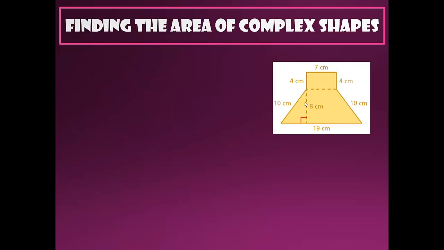And for our third shape, again, we'll break this down into smaller shapes. So we have a rectangle, and then we also have a trapezoid. So first we'll do the rectangle. Our formula is area equals length times width. So we have 7 and 4. So we have 7 times 4, and that equals 28.